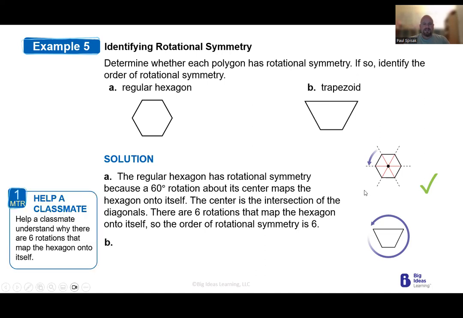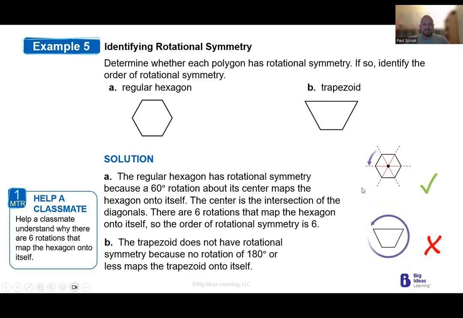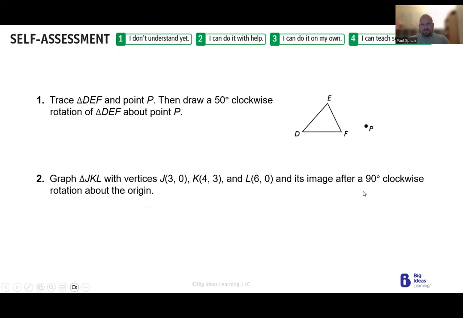Right. On the other one, trapezoid. This one, no matter how you rotate that, you don't get the same figure. So on here, that one does not have rotational symmetry. So a trapezoid does not have rotational symmetry because no rotation of 180 degrees or less maps it onto itself.